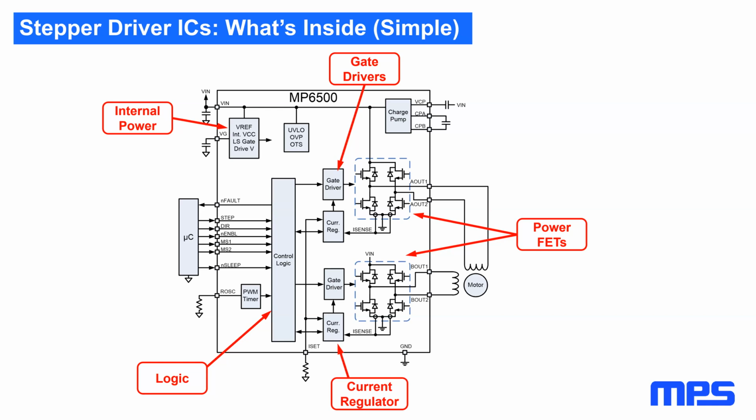The FETs are controlled by current regulation circuits that measure winding current and generate a PWM to maintain constant currents in the windings. There's circuitry to drive the FETs as well as internal power supplies to generate the needed voltages to run the part. There's also some control logic which implements the state machine to control stepping, called an indexer.